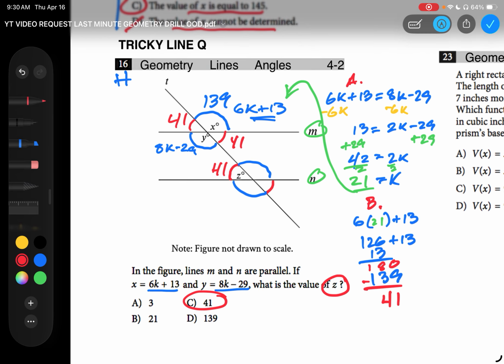All right. Oh, but notice that they gave you baited answers. See, answer B is bait. That's when we solve for k. That is bait, and it's a wrong answer. What else is bait? See what we did? We figured out what angle X and Y were, but they wanted angle Z. So these are baited answers.